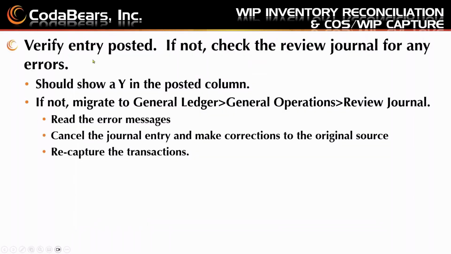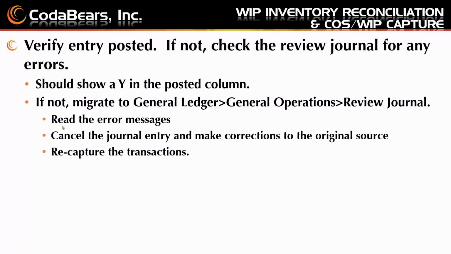Verify that your entry posted. If not, check the review journal for any errors. Then you can rerun your inventory WIP report, and now you should see a Y in the posted column. If not, then go to the review journal, like I said, and read the error messages. Make sure you read the error messages. I've seen people send the review journal back before they know exactly where the errors happened, and it takes a lot longer to fix them if that happens. So read the error message.